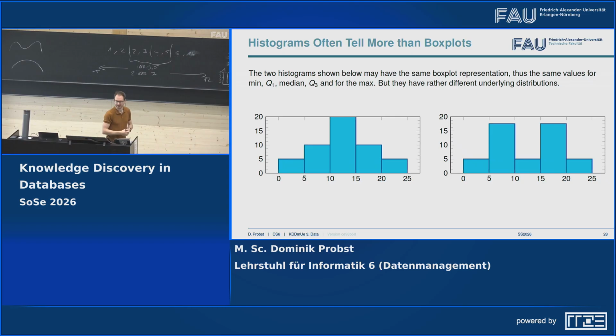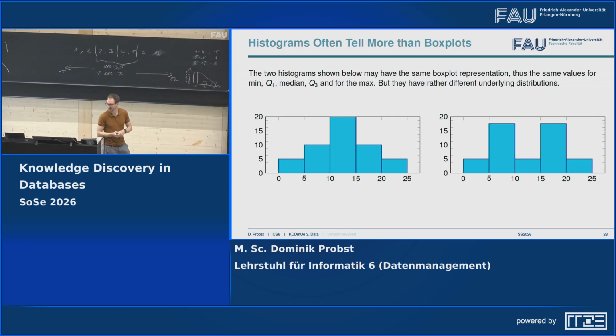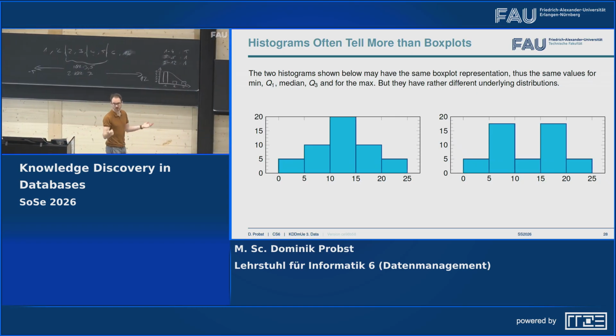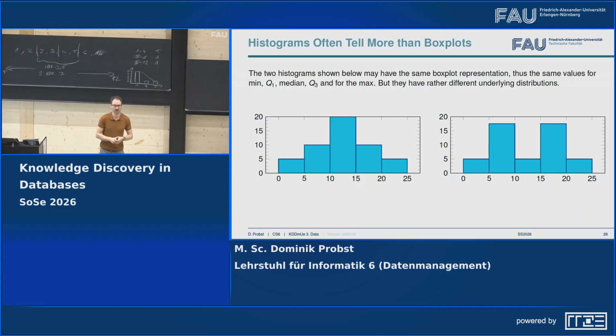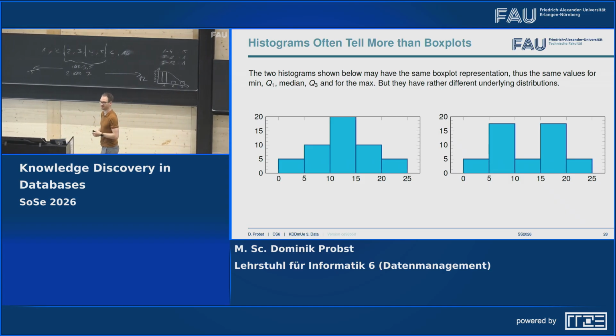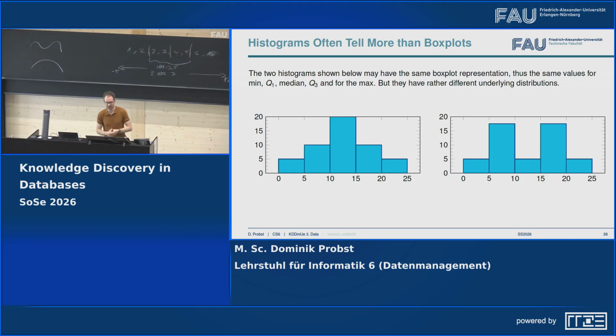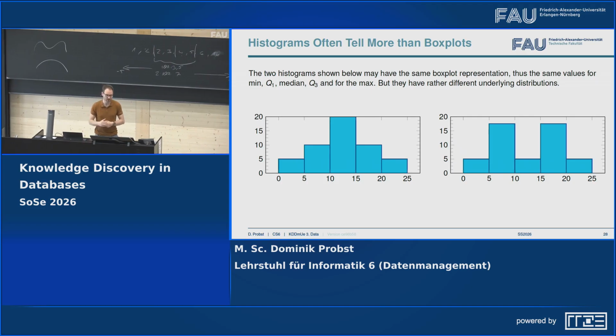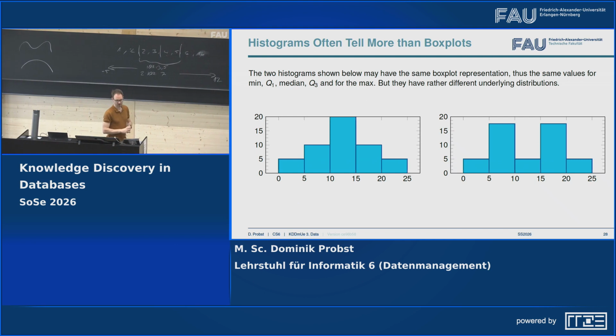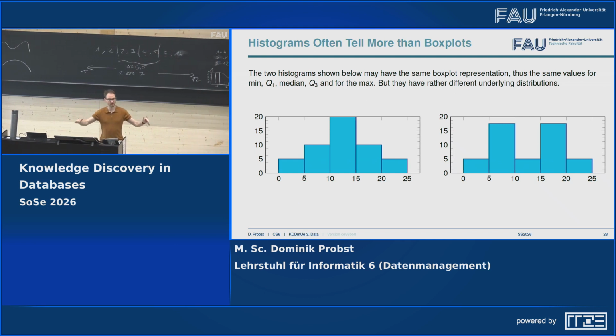Yeah, and of course we can't see the exact values for Q1 and Q3. That's pretty similar to the median, so I wouldn't do that extra. Okay, so specific values are easier to read out of box plots, but histograms tell us more about the distribution, how the distribution is created.